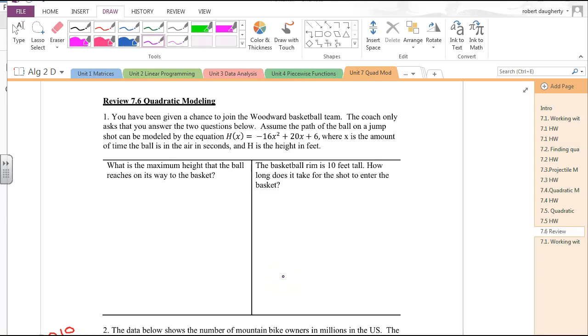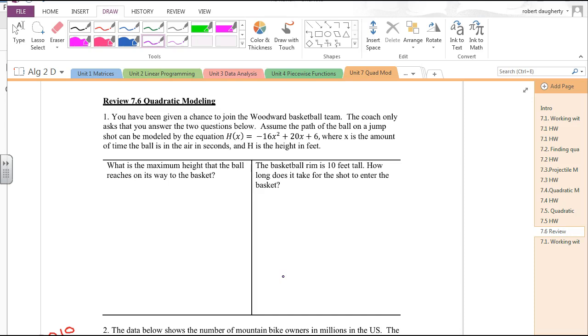Okay, quadratic modeling. We are going to do the review for Unit 7. You've been given a chance to join the Woodward basketball team. The coach only asks that you can answer 2 questions to join the team. Those questions are, assume the path of a ball in a jump shot is modeled by this equation. All the coach needs to know is that you can figure out the maximum height of the ball as it reaches on the way to the basket and how long it takes the shot to enter.